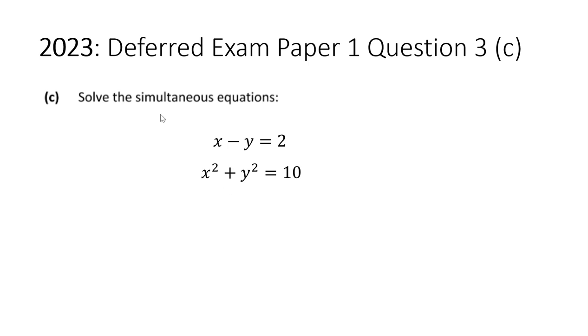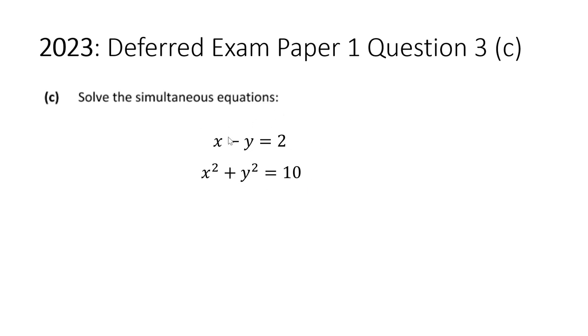So here's another question on linear and non-linear equations. This is from the 2023 deferred exam, paper 1, question 3c. Solve the simultaneous equations x minus y equals 2, x squared plus y squared is equal to 10.